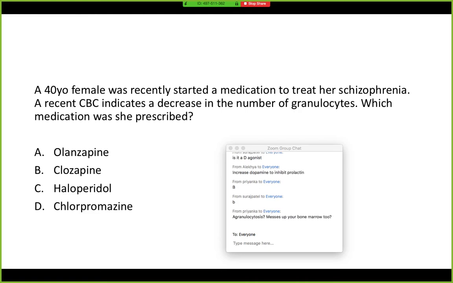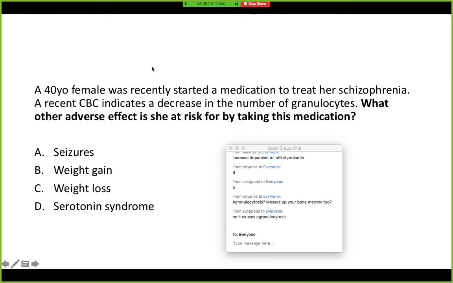So what in the question stem led you to choose B? Right, and agranulocytosis. Yep, that's right. Okay, so same stem, just a little bit different question. What other adverse effect is she at risk for by taking this medication? Yes, B. Weight gain.